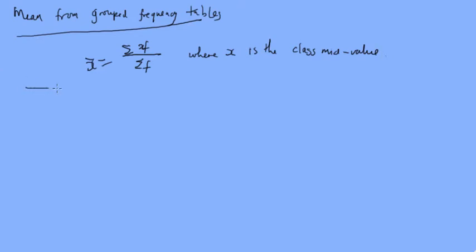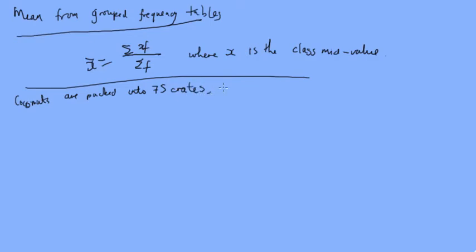So let's look at a couple of examples. Coconuts are packed into 75 crates with 40 of a similar size in each crate.